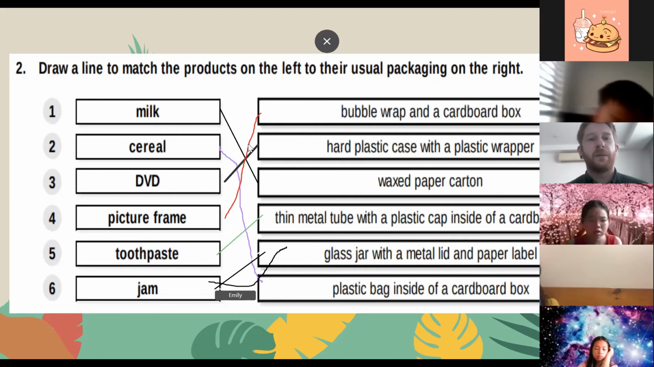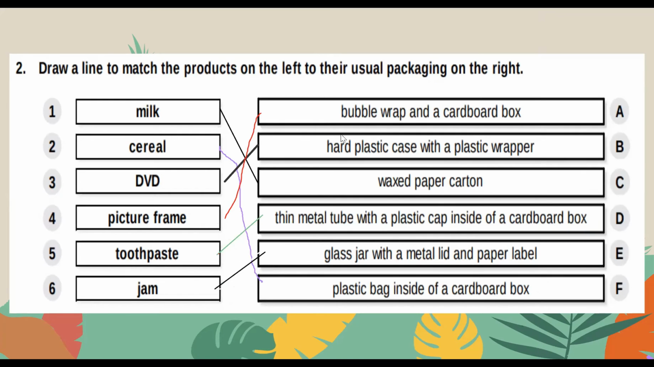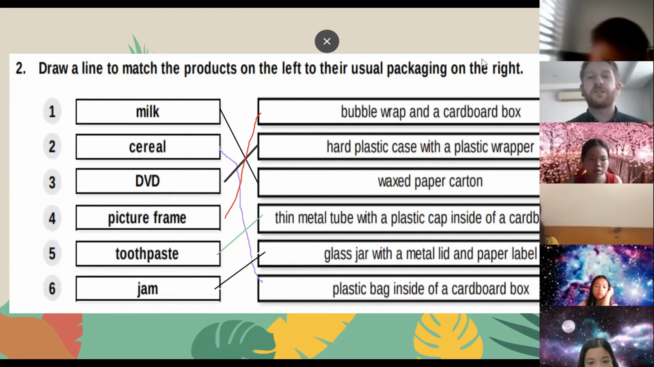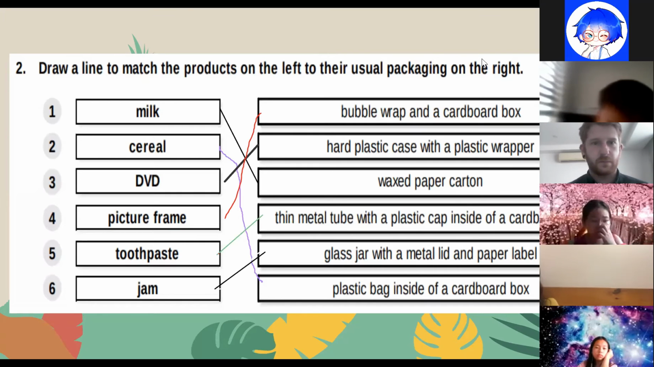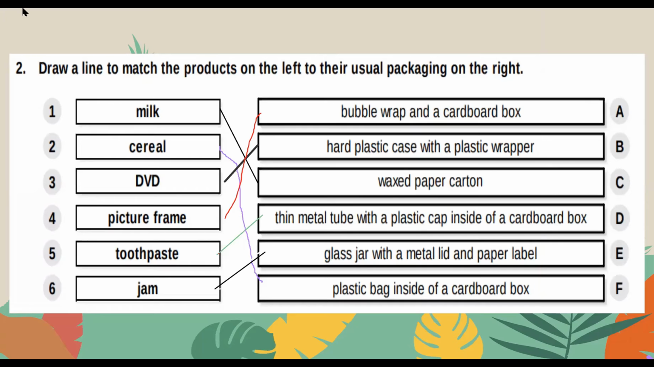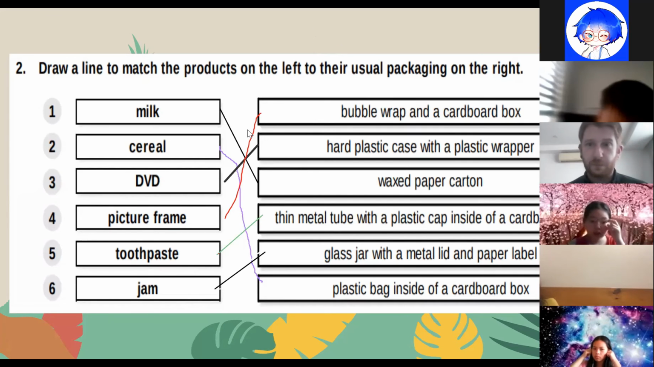Okay. So look at all these different types of packaging, right? Bubble wrap is plastic. Okay. So all of these. Milk comes from waxed paper, cereal comes from plastic bag inside a cardboard box, DVD is plastic, picture frame, plastic and cardboard, toothpaste, metal tube, plastic cap, and a cardboard box. Jam, glass jar with a metal lid and a paper label. Look at the amount of packaging that goes into simple, simple products.